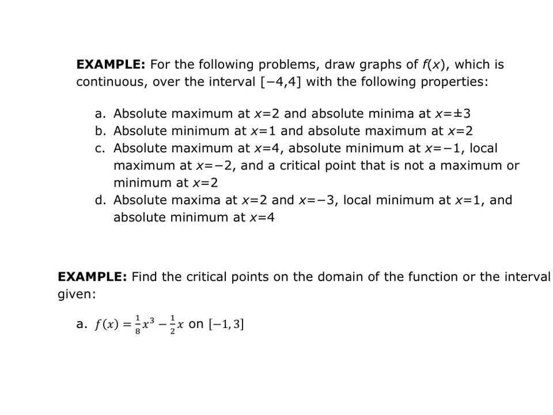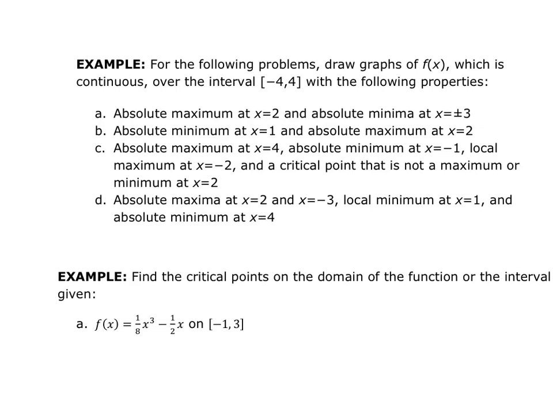All right, I know how you all love to draw these. For the following problem, draw a graph f of x, which is continuous over the interval from -4 to 4, that has these properties. A: you have an absolute maxima at x equals 2 and absolute minima at positive and negative 3. So the A is just one graph by itself.